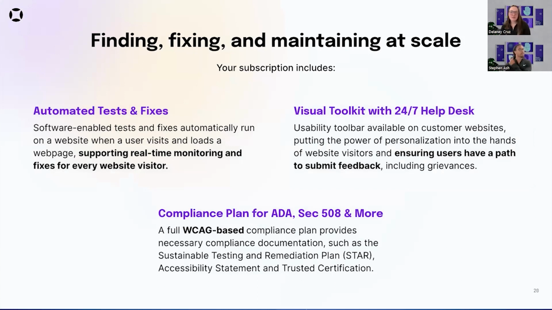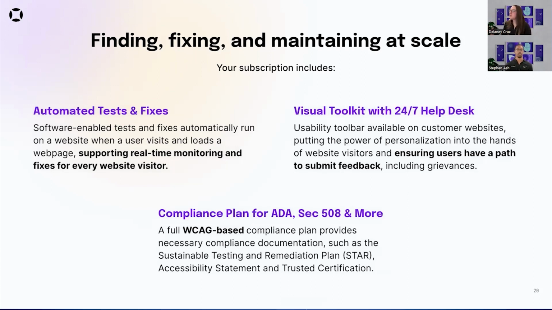As many individuals may have seen before, there is a visual toolkit located on websites enabled with AudioEye that provide, if you open it up, you'll see options for temporary accommodations to adjust a website to improve an individual user's experience. So things like adjusting contrast, or maybe for someone with low vision, they need to increase the cursor size or increase the text size.